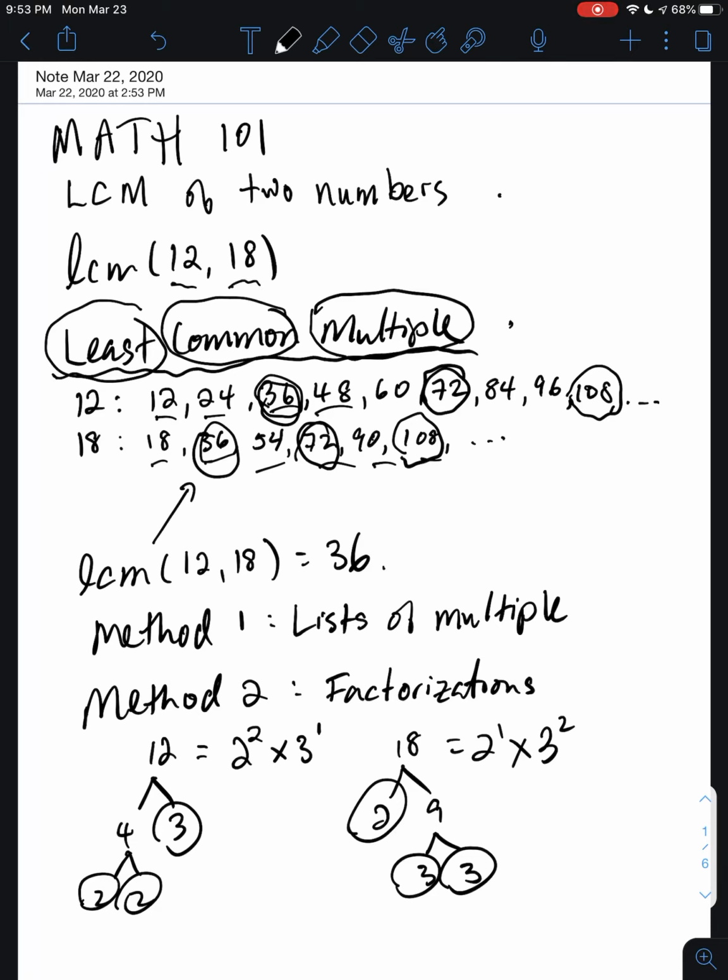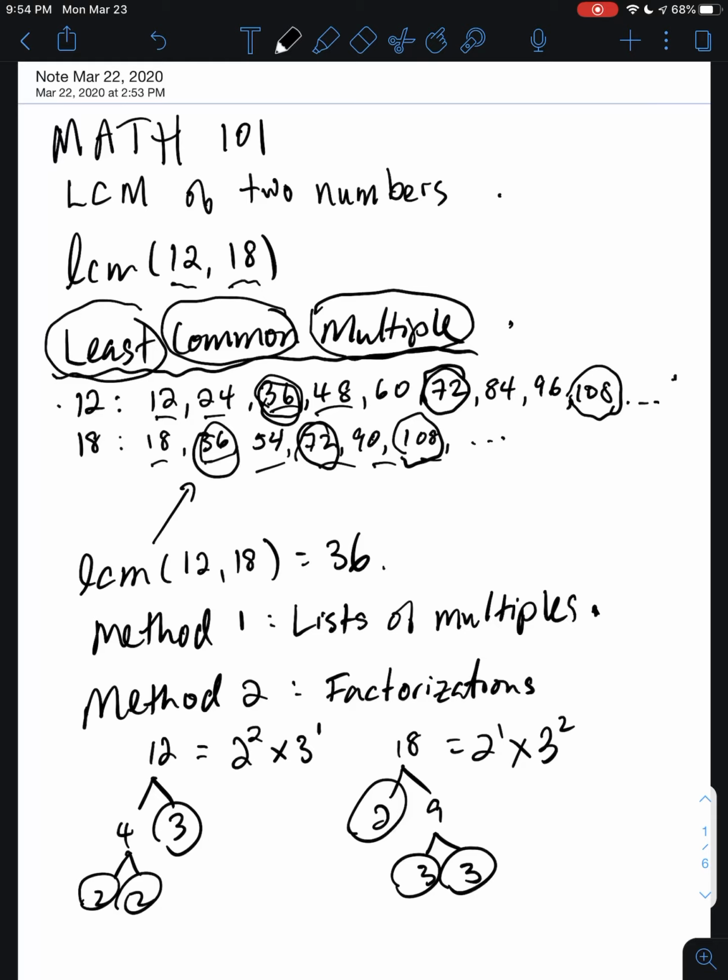In this case, this is method 1. I'm going to find the lists of multiples of my two numbers, and I'm going to find, of those multiples, the common multiples and then the least common multiple. So we'll start with 12. 12 has multiples. 12 times 1 is 12, 12 times 2 is 24, 12 times 3 is 36, and so on. And I've gone up to 12 times 9 here, but I could keep going, clearly.